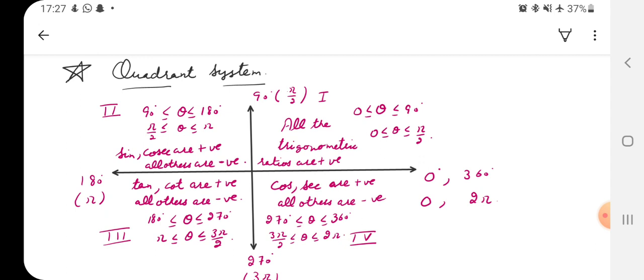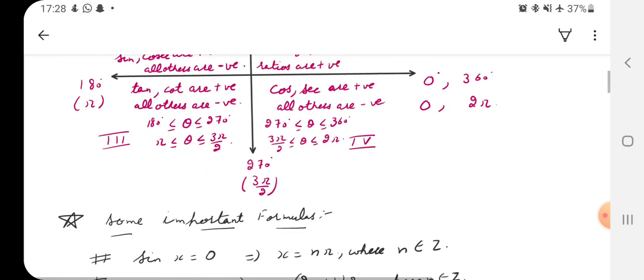Now the third quadrant: tan and cot are positive, all others negative. Similarly, whenever theta lies in the third quadrant, that is theta is between 180 degrees to 270 degrees, then tan theta and cot theta are positive, all others are negative. That means sine theta, cos theta, cosecant theta and secant theta are all negative. Similarly, in the fourth quadrant, cos and secant are positive, all others are negative. That means cos theta and secant theta will give me a positive value whenever theta is in the fourth quadrant, and all others will give me a negative value. So this was all about the quadrant system.